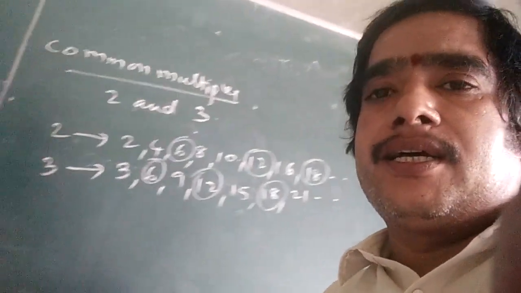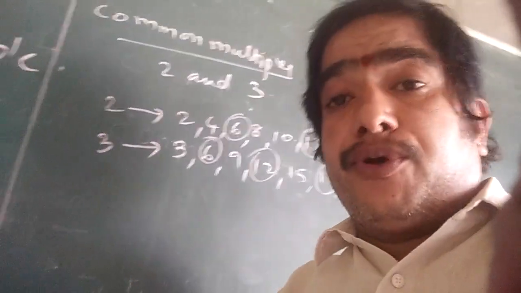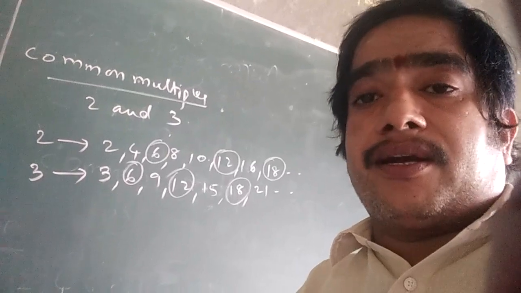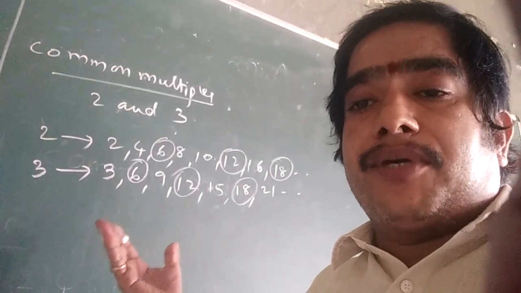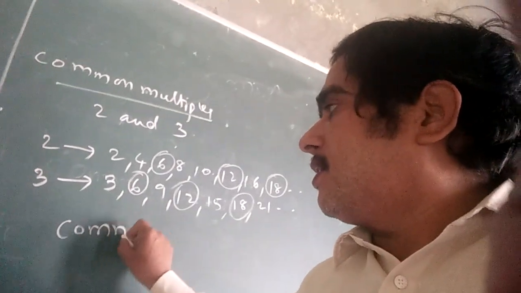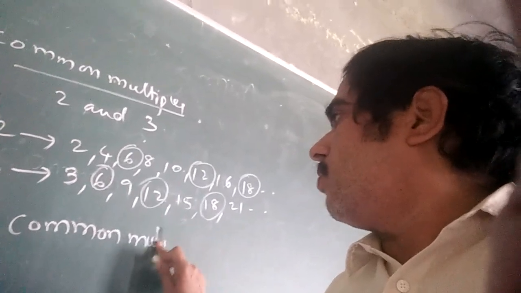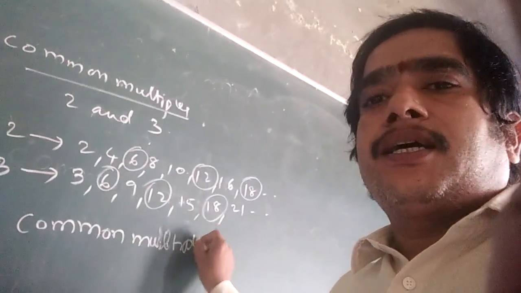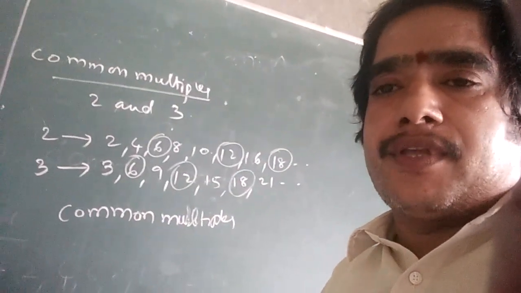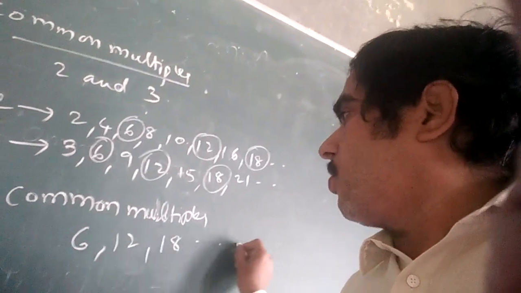You learned this already in 6th class. Suppose you are in 7th class, no problem. Suppose you are in 8th class and you forgot LCM, you can learn now, because LCM is very, very important. So write common multiples: 6, 12, 18. This is a selfie video, no problem, my intention is to reach you.